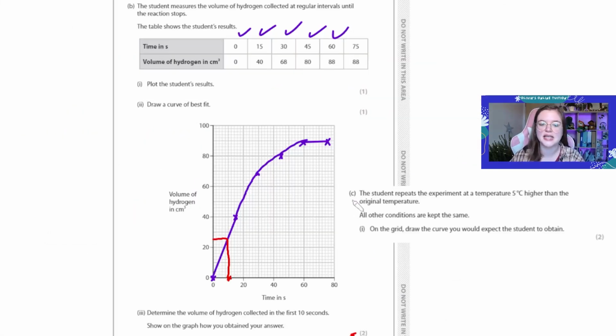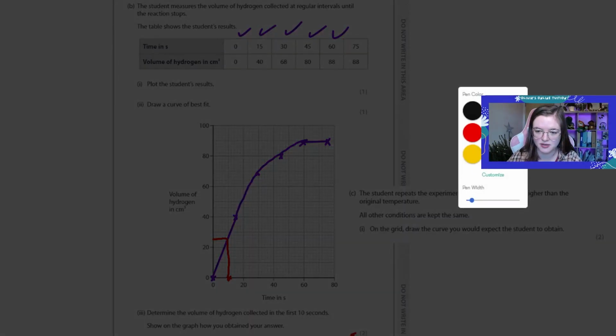Okay, this is part C from the other page. I kind of popped it down here so we can draw it on the graph. So the student repeats the experiment at a temperature 5 degrees higher than the original temperature. All other conditions are kept the same. On the grid, draw the curve you would expect the student to obtain.